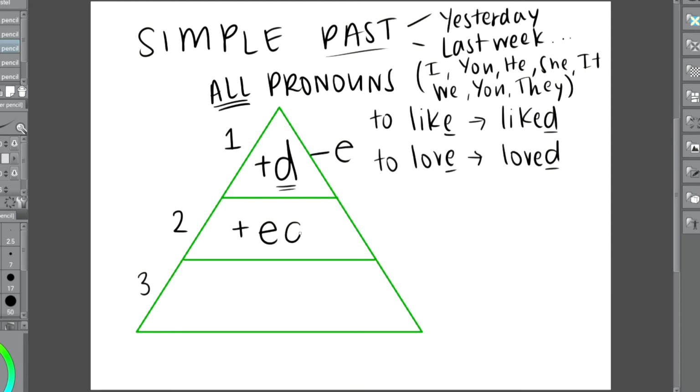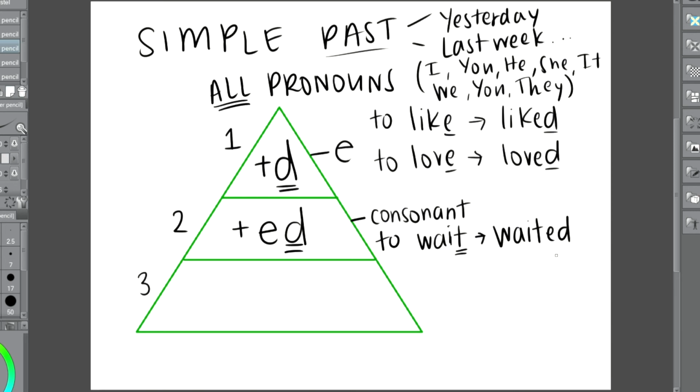Now for rule number 2, we're going to be adding 2 letters at the end. We're going to add E and the letter D. Remember what I said, every single rule for the simple past will end with the letter D. And this rule is for any verb that ends with a consonant. So for example, the verb to wait, like to wait for the bus. Because T is a consonant, we are going to add ED. So wait becomes waited. Yesterday I waited for the bus. ED.